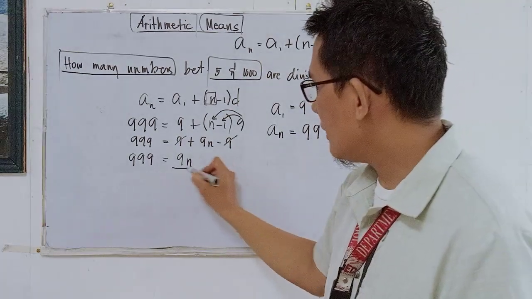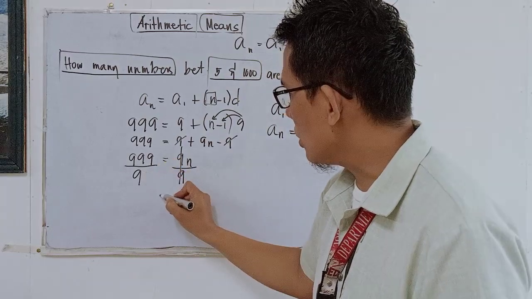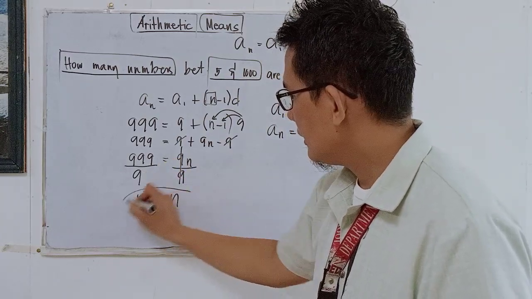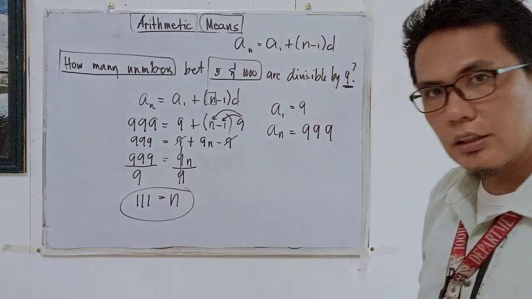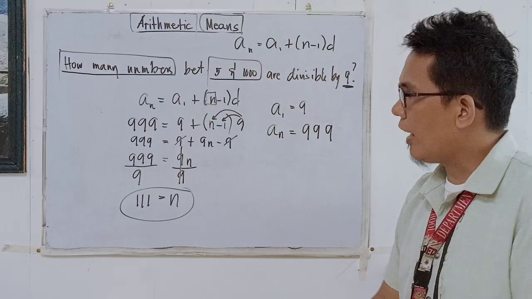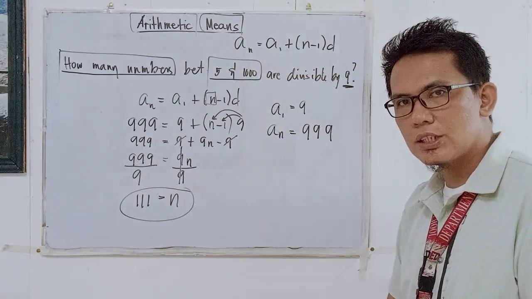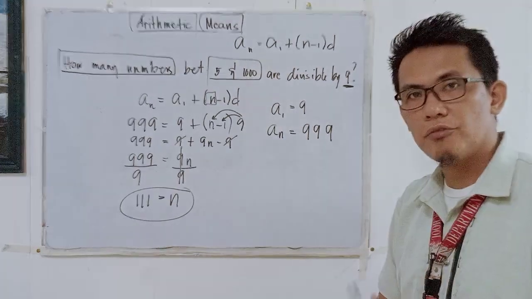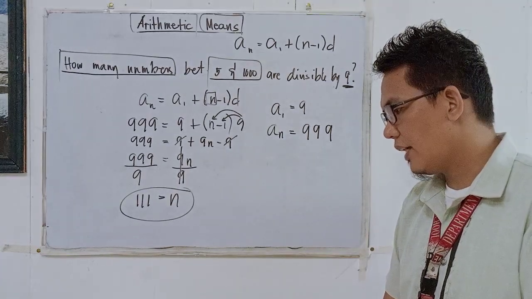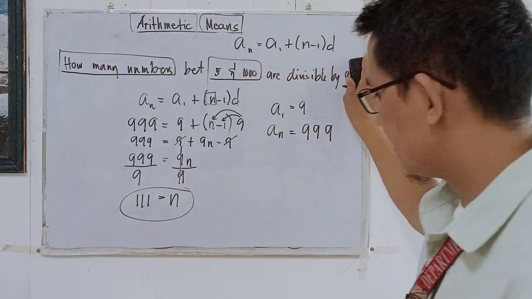To solve for n, just divide this by 9 so that this will be cancelled. This is 9 also. So therefore, n is equals to 111. So therefore, how many terms are there, or how many numbers that are divisible by 9, between 5 to 1,000? We have 111 numbers that are divisible by 9 in between 5 to 1,000. Okay? So let us now go to our last example.